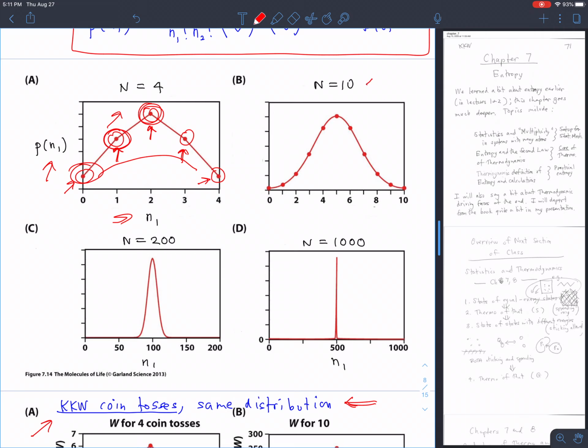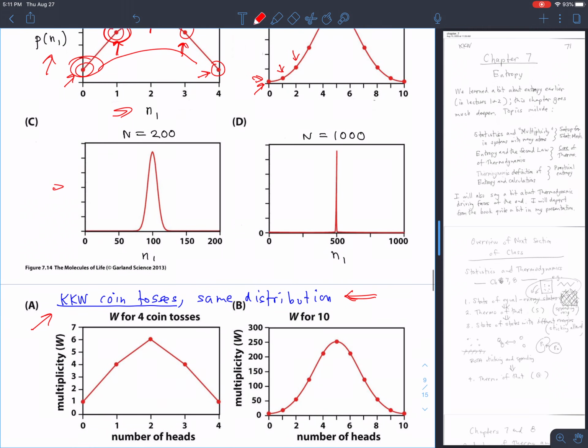On the other hand, by the time you've gotten to n equals 10, now you can have 0 and 10, 1 and 9, 2 and 8, and so on. And now the most probable is still 5 and 5. And now there's starting to be seriously big probability differences between the 5 and 5 case and the 0 and 10 case.